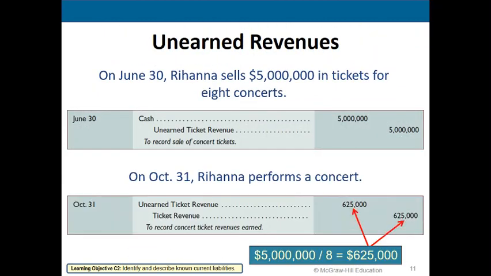Recall that unearned revenues, you've got to book the unearned revenue as a liability. So here we sell $5 million in tickets for 8 concerts. You book the $5 million collected as unearned ticket revenue, and since it's for 8 concerts, as each concert is performed, they recognize 1/8 of $5 million in ticket revenue.